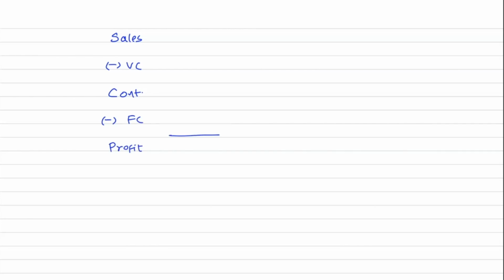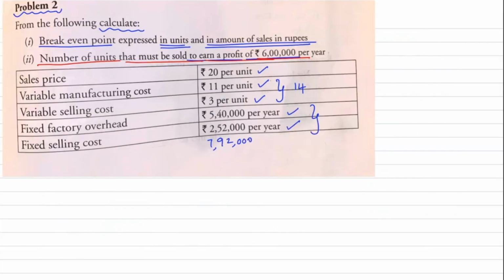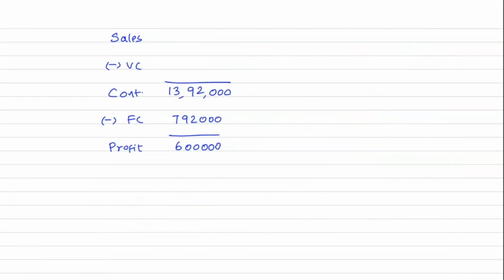And now we are clear about profit. We need a profit of how much? 6 lakhs. And we are aware our fixed cost is 7,92,000. It means our contribution should support both. So what should be our contribution? 7,92,000 plus 6 lakh. It should be 13,92,000. Okay. And question is, we have to find out number of units. So they are not asking what is the sales. We just have to find out how many units have to be sold to achieve a profit.